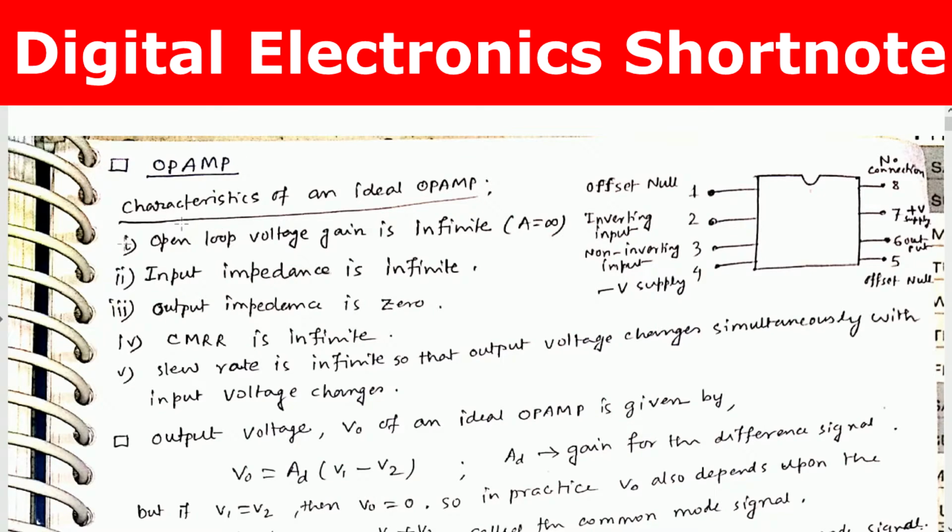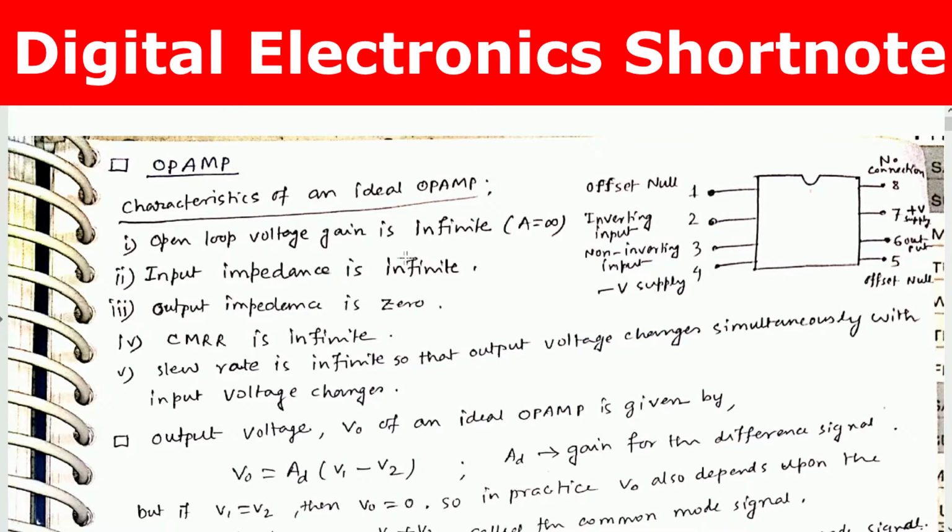So it starts with op-amp, characteristics of an ideal op-amp. Before going to that, let's look at the configuration of an op-amp. 1, 2, 3, 4, 5, 6, 7, 8. 8 pins are there and they have their names. Mainly used pins are pin 2 inverting input, pin 3 non-inverting input, and these 4 and 7 where voltages are applied, and pin 6 output, and this pin 8 is provided to make symmetry. That's why it is called no connection. It is employed just to make symmetry.